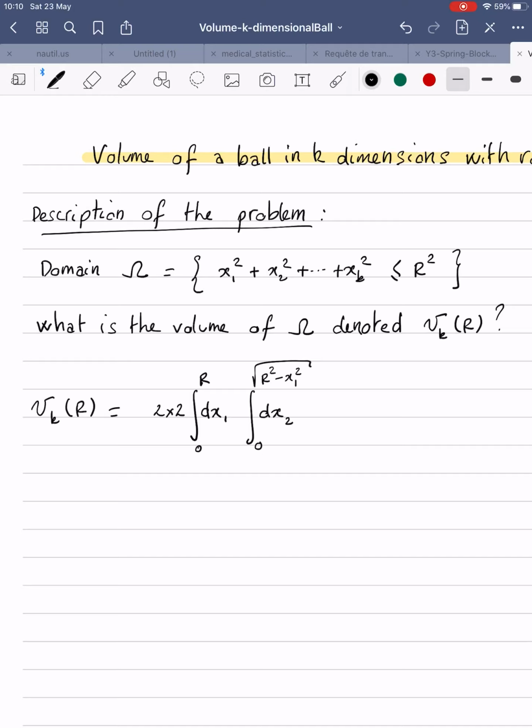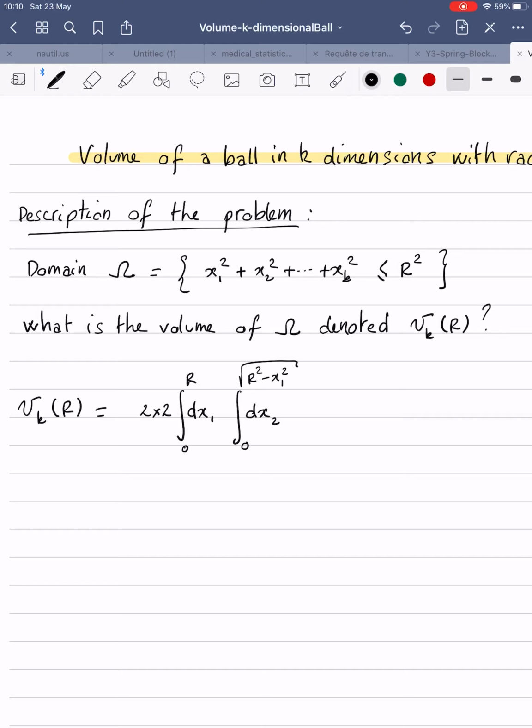Okay, now essentially this strategy can be applied. If x1 and x2 are given, then I can't give all possible values from 0 to r to x3. Therefore, I need to put the limits of integration for x3 accordingly to account for the values already taken by x1 and x2. So what I will get is dx3 and then 0 and then r squared minus x1 squared minus x3 squared, minus x2 squared, sorry.